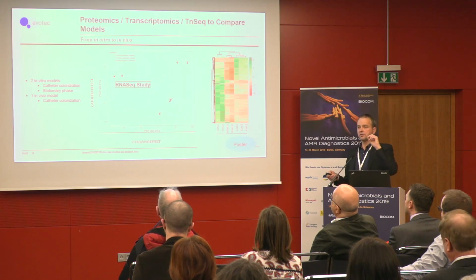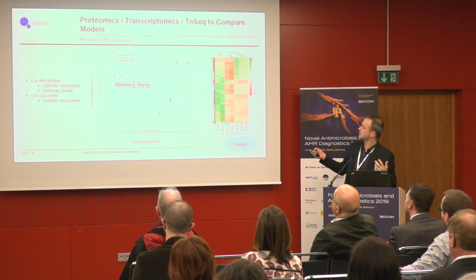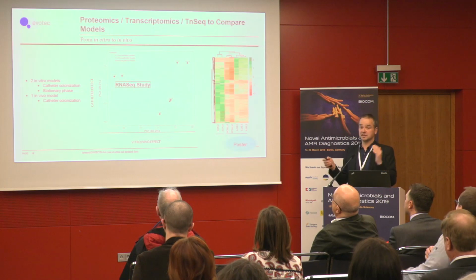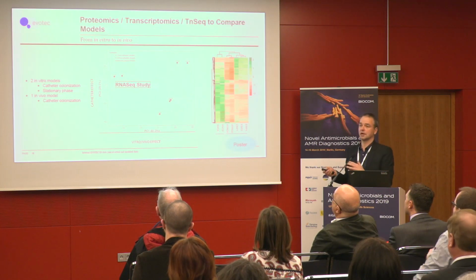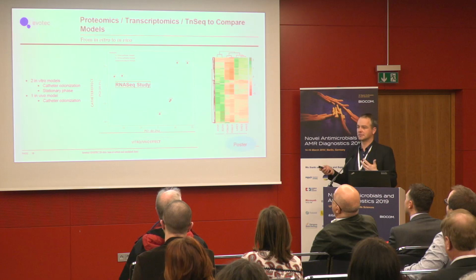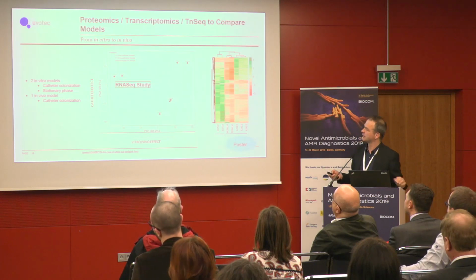Because then, if we know our target, or the genes that are involved in our compound, are somewhere in this heat map, we can see if the same genes are important in vivo also. And we have then a rationale to say, is that going to happen in vivo or not?